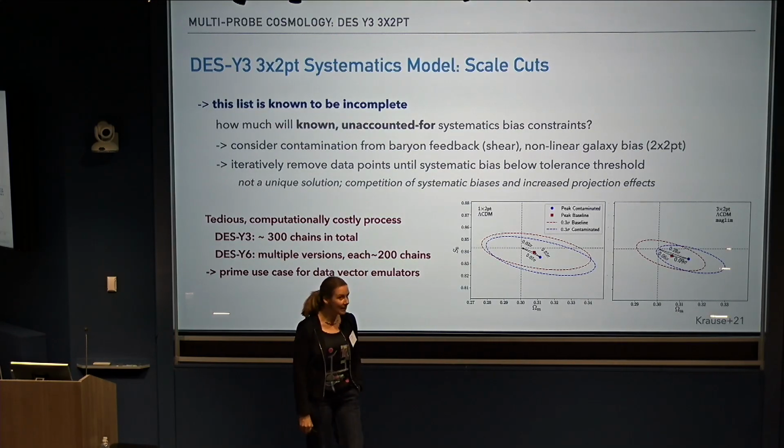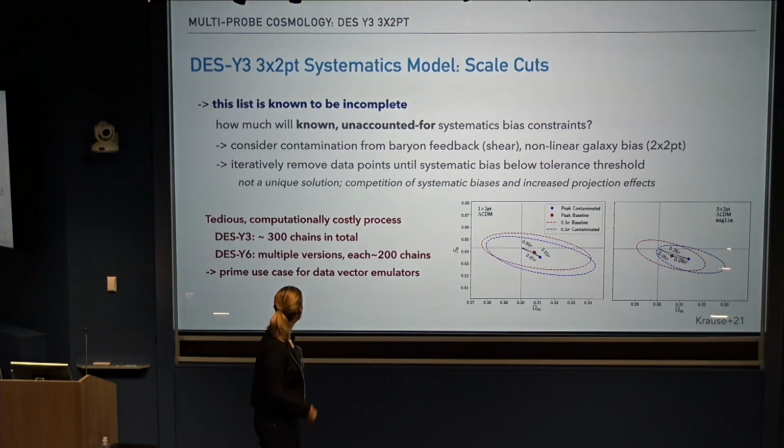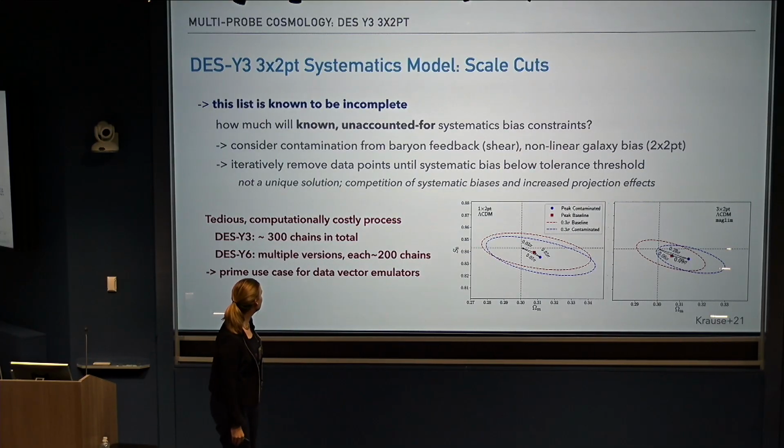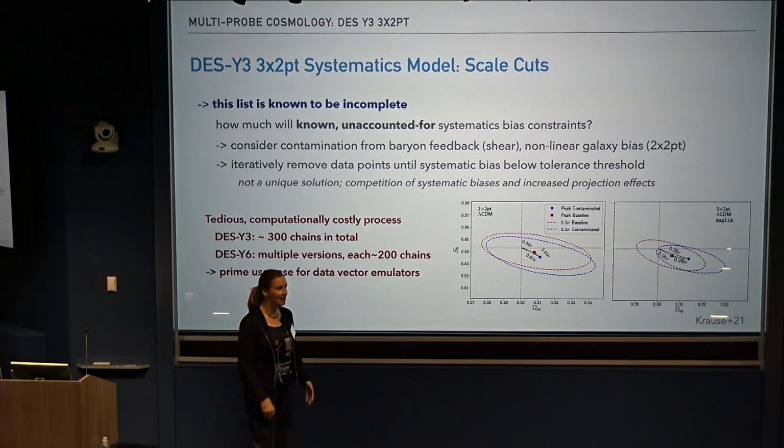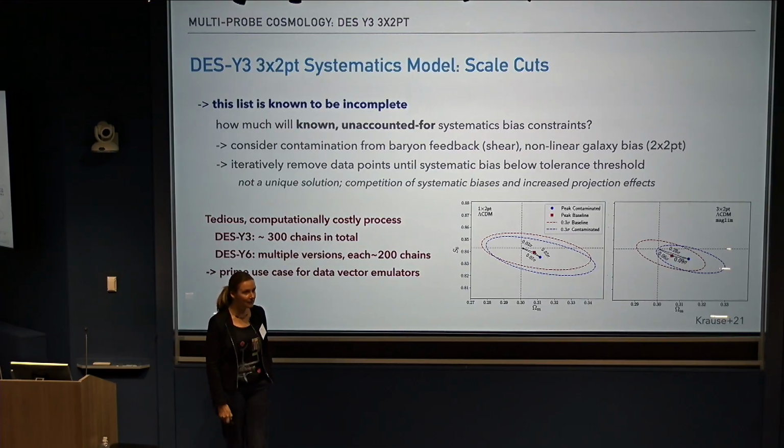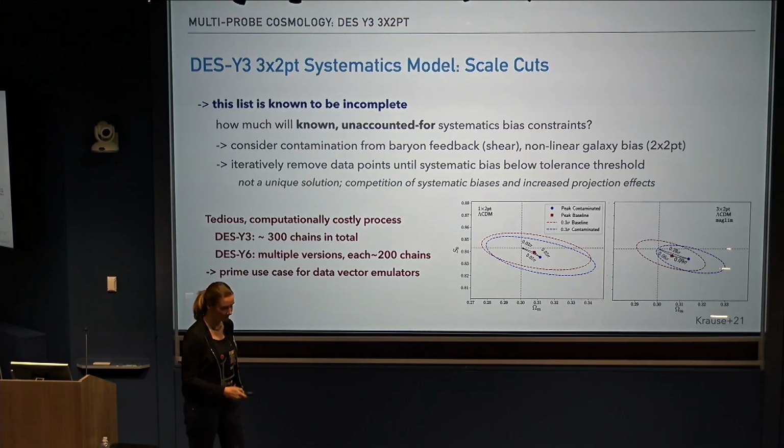So that's quite a lengthy process. In the DES Year 3 analysis, I think we ran about 300 chains in total. For Year 6, the collaboration went through multiple versions, each about 200 chains. One of my students right now is finishing an analysis going to small scales, for which he has run well over 1,000 scale cut chains. So this is one point of the analysis where data vector emulators can be extremely useful, even if they are somewhat approximate.